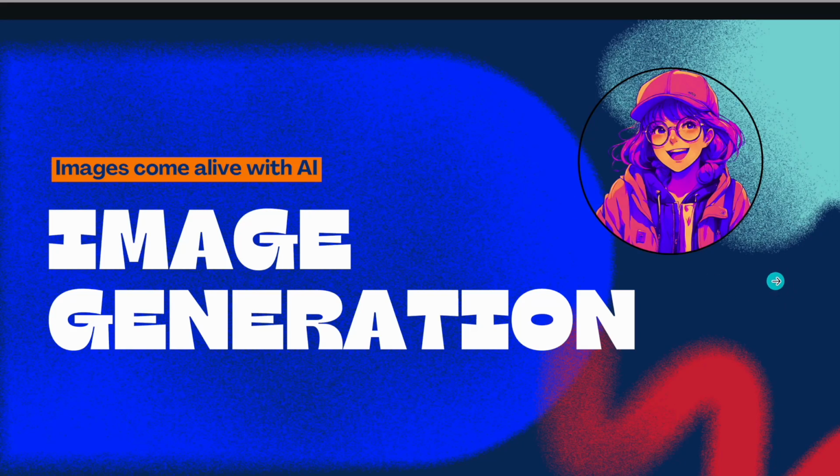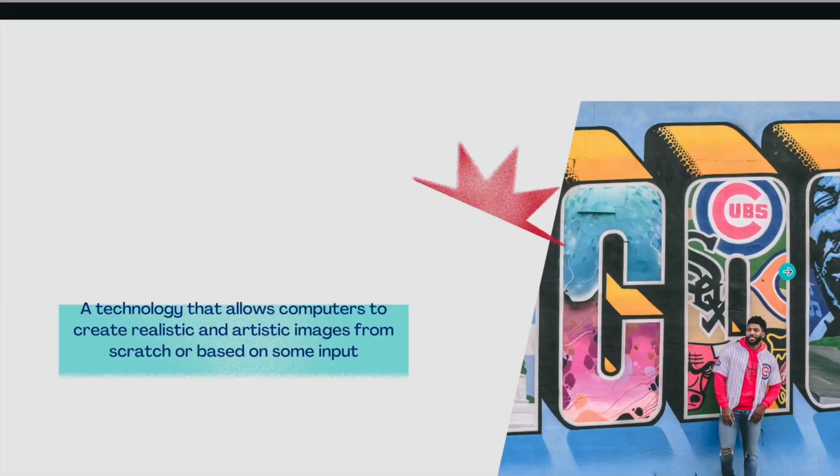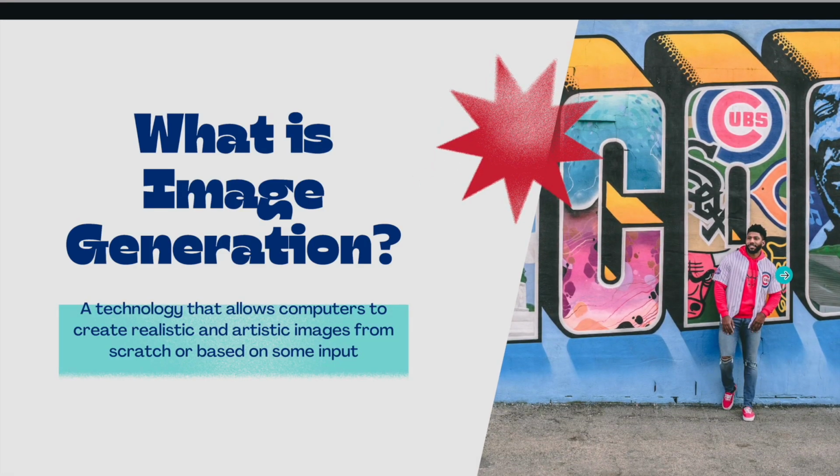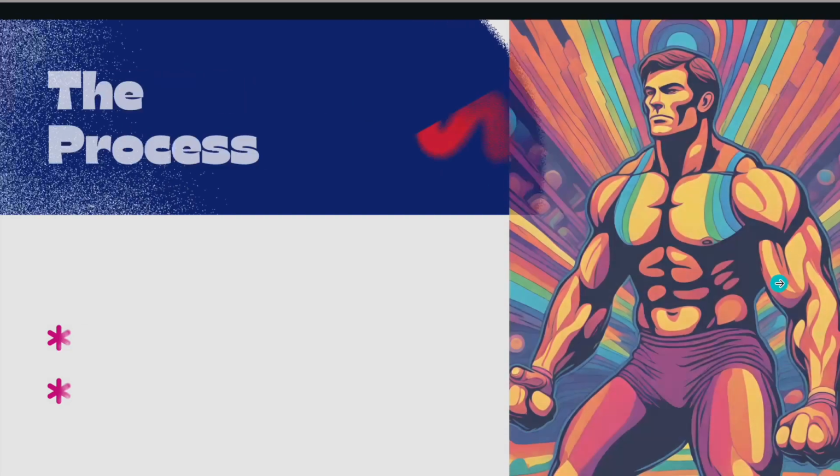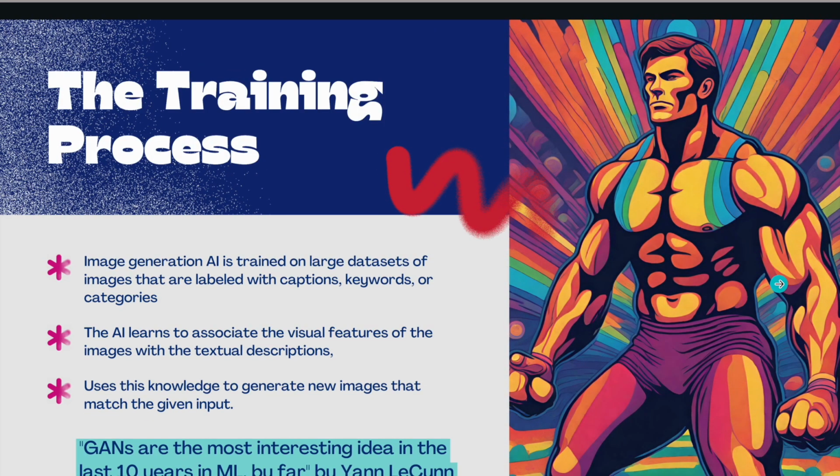Image generation. Image generation is a fascinating technology that allows computers to create realistic and artistic images from scratch or based on some input. To achieve this, image generation AI is trained on large data sets of images that are labeled with captions, keywords, or categories. The AI learns to associate the visual features of the images with the textual descriptions, and then uses this knowledge to generate new images that match the given input.